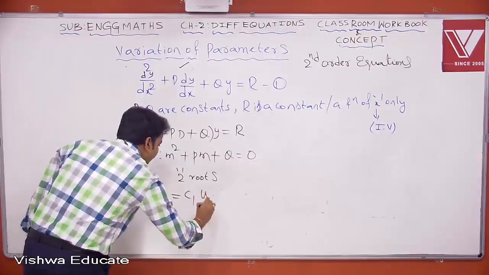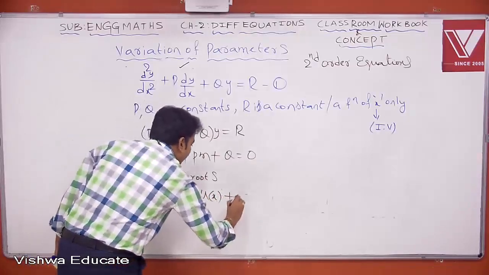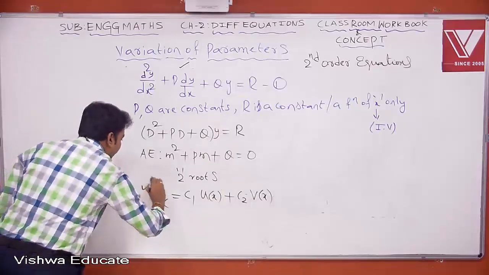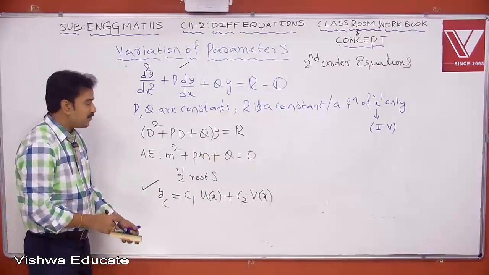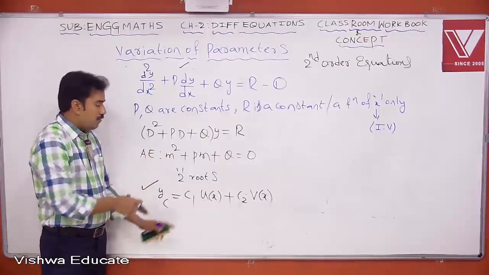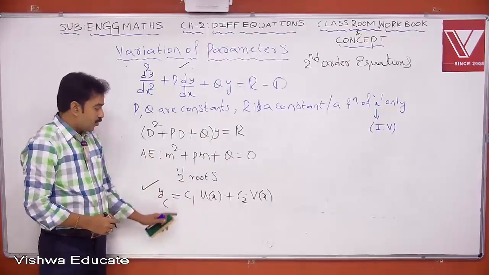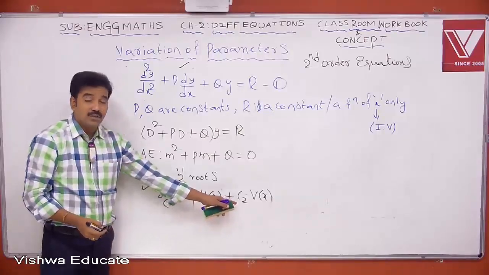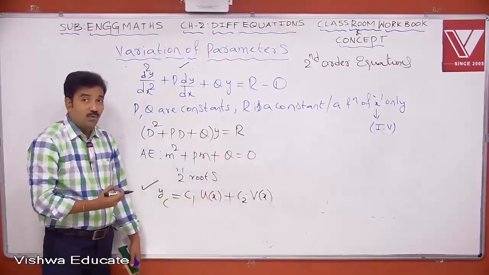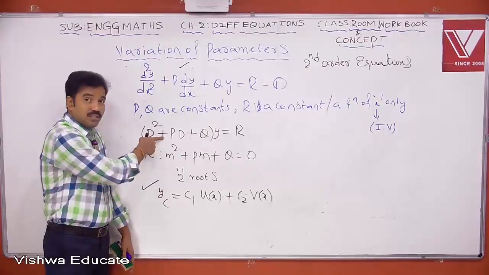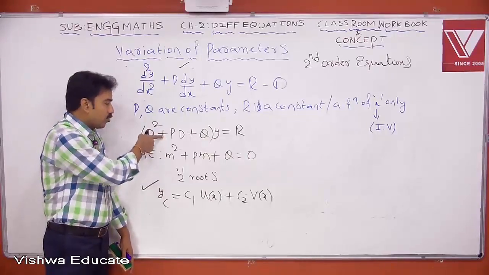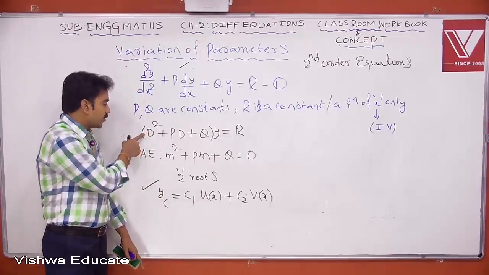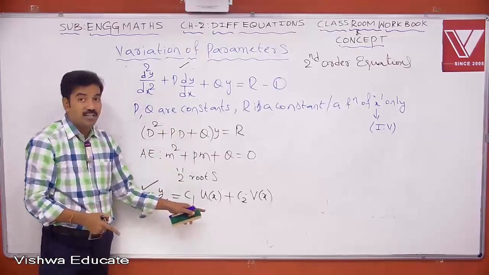So YC, I call it as C1 into U of X plus C2 into V of X. This is very useful to get the whole total general solution. It's a second order equation, so when you solve this, you get two roots. So assume that YC equals C1 into U of X plus C2 into V of X. I don't know what U and V are unless I know this equation. If you supply the values of P and Q, I can easily say what YC is.